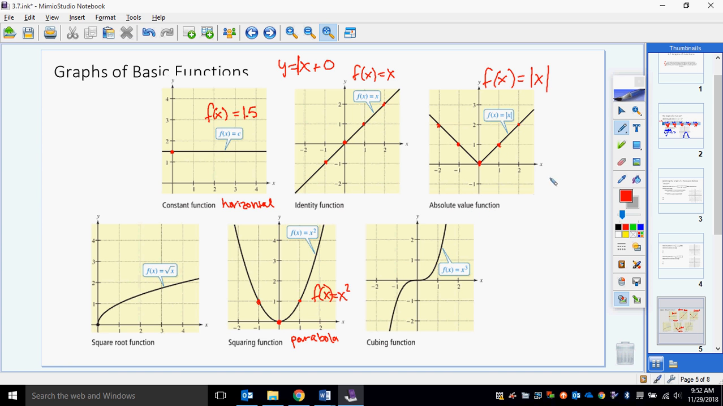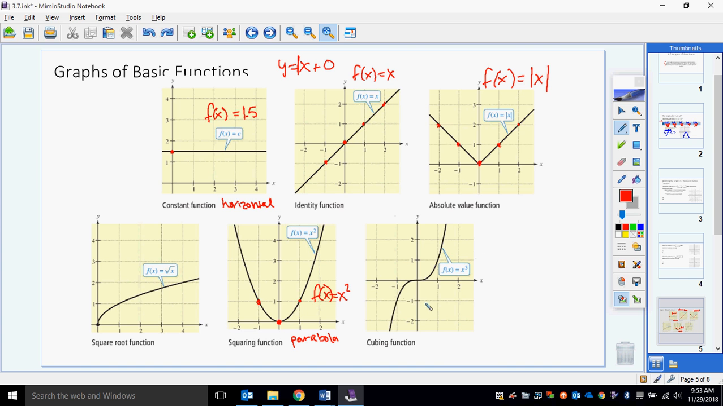Absolute value function looks like a V. The square root function, so f of x equals the square root of x, looks like just half of a parabola turned sideways. So this parabola, this direction, but without that other half. It starts at 0 and curves up to 1, 1, and then it's just going to keep curving. That's the square root function.